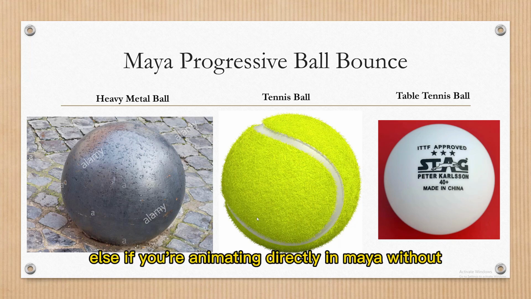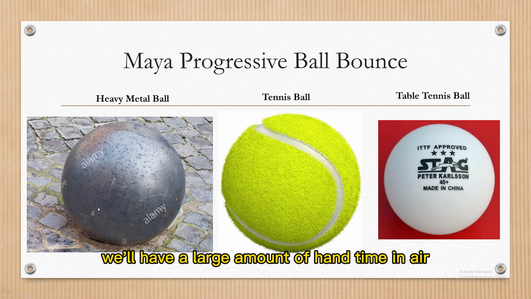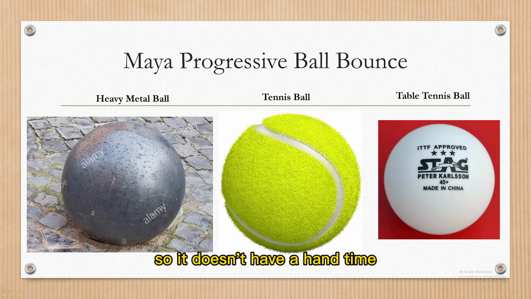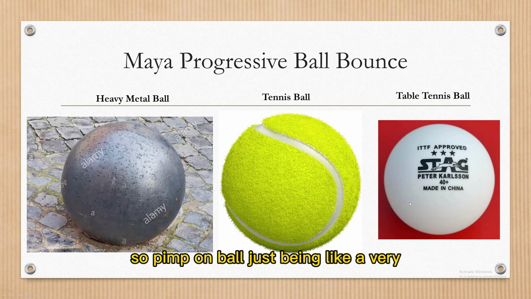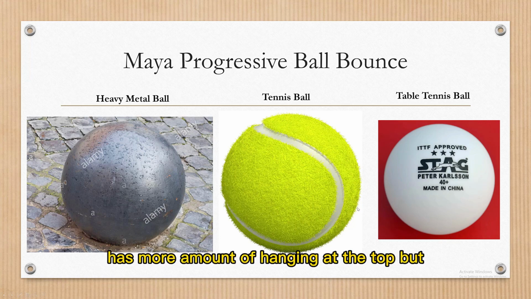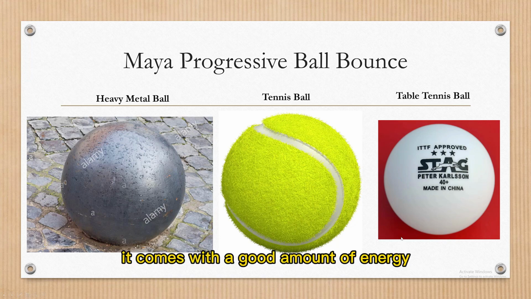Else, if you're animating directly in Maya without observing these kinds of things, you will not be able to feel it. A ping pong ball will have a large amount of hang time in air when compared to that of a metal ball. Because it falls down, it slightly goes up and again comes back, so it doesn't have hang time, this metal ball. A rubber ball has a minimal amount of hang time. A ping pong ball, being a very light kind of ball, has more hang time at the top, but when it comes down, it comes with a good amount of energy.